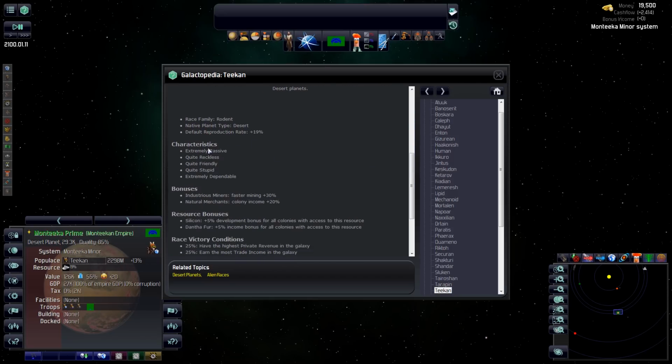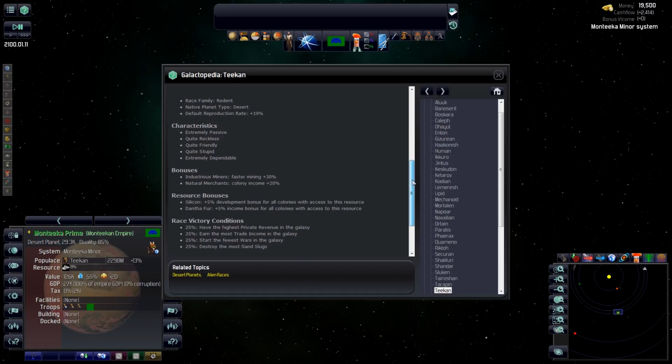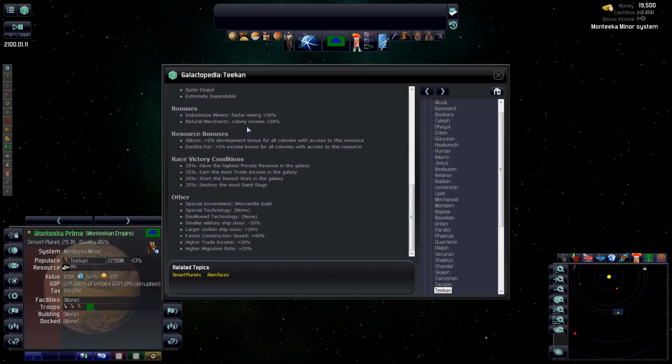Default reproduction 19, we're extremely passive, reckless, friendly, stupid, and dependable. We're industrious miners, faster miner 30%, natural merchants, colony income plus 20%. So Teekans are always good on money, so I'm expecting to make a bit in this playthrough. Bonus resources: silicon, development bonus 5% to all colonies with access, and Danthifer, plus 5% income bonus. So we want to get some Danthifer.